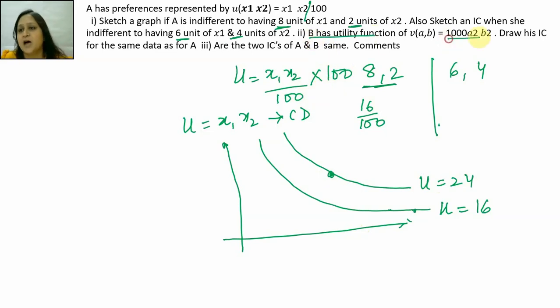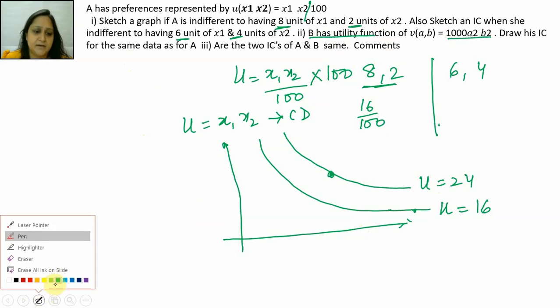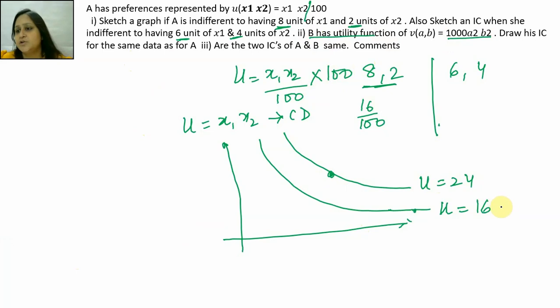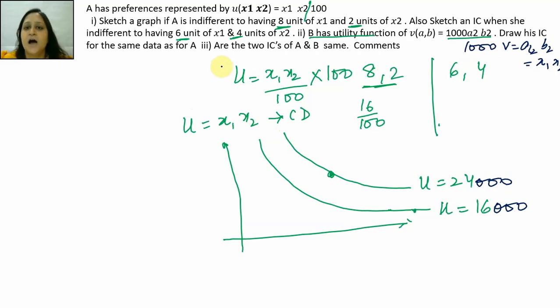B has a utility function of 1000 into x1 into x2. Draw his IC from the same data. It's the same IC. The only difference is that now the utility will be 16,000 and 24,000. But it is the same IC, because even if you do a monotonic transformation, the utility function you get is the same, x1 x2. Are the two ICs the same? Yes. Comment, it's a monotonic transformation. The two ICs are exactly the same. There is no difference. It is just a monotonic transformation.